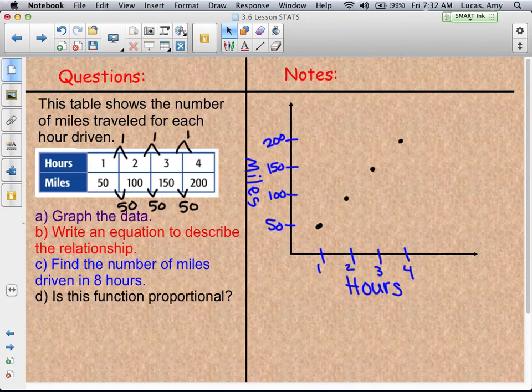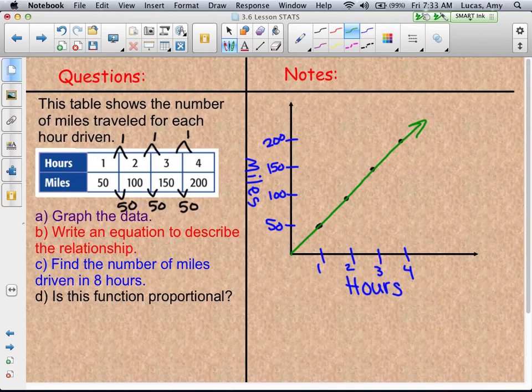So if I draw a line to represent this situation, it most certainly goes through the origin, 0, 0. If I went backwards in my table over here to 0, and I went back 50, I would also be at 0. So I have my graph now for part A, and I already know part D that it's proportional because it's a line through the origin, 0, 0.